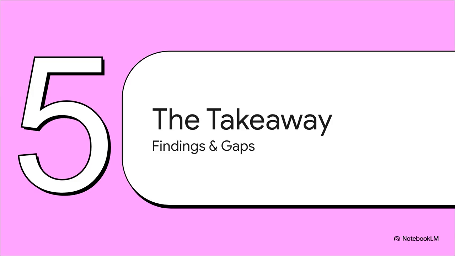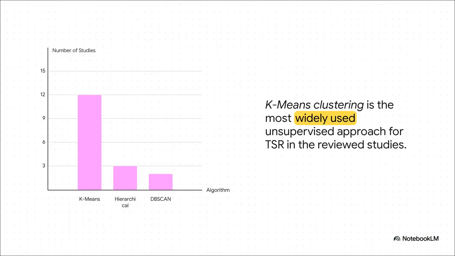So, after digging through all this research, what are the big takeaways? Let's summarize the key findings, but let's also be honest and talk about what we still don't know, the gaps in the research. First things first, when it comes to which algorithm to use, the research points to a very clear winner. K-means was used in 12 of the main studies they looked at. So if you're thinking about trying this yourself, K-means is a proven, reliable, and really solid place to start.